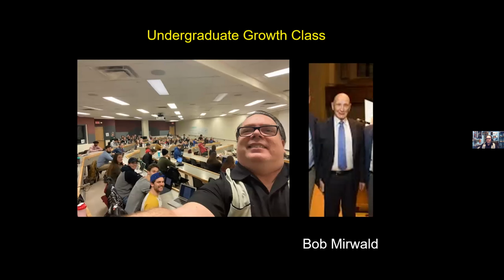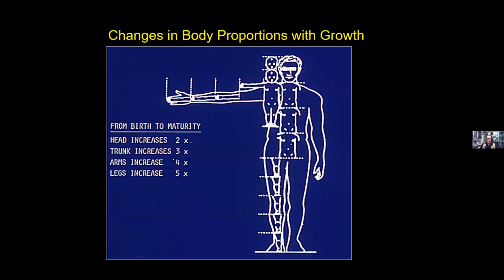Now, as part of an undergraduate class that I and Bob Mirwald, who was running the class, taught, we plotted graphs continually of proportionality of growth. And a question came up in the class: what is the relationship and the proportionality of leg length velocities to height velocities to trunk velocities? And this set us thinking about how we could use this information to predict when peak height velocity is going to occur.